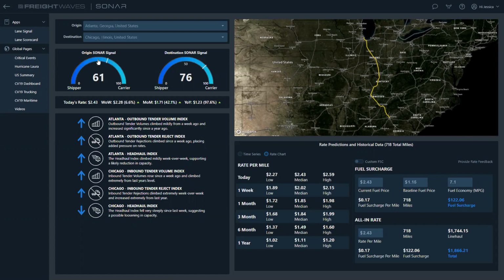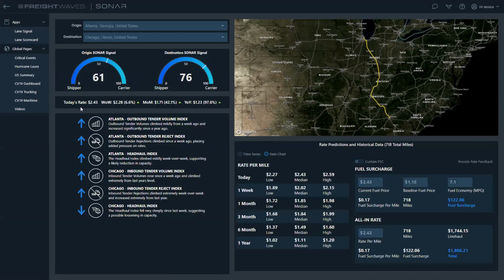Atlanta is around 61, so it's leaning a little bit toward more carrier, but I would say that's a little bit more of a neutral market relative to Chicago. Chicago's heavy, it's a 76. It's a lot closer to 100. So when that driver gets to Chicago, they'll have a leg up when negotiating freight in that market, because in Chicago the carrier has the power. When the number is closer to 0, shippers have the power in that market. And as brokers, a lot of times we do act as shippers to our carriers, so brokers have the upper hand in that market as well.